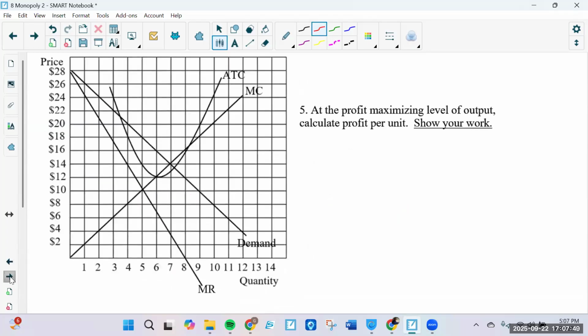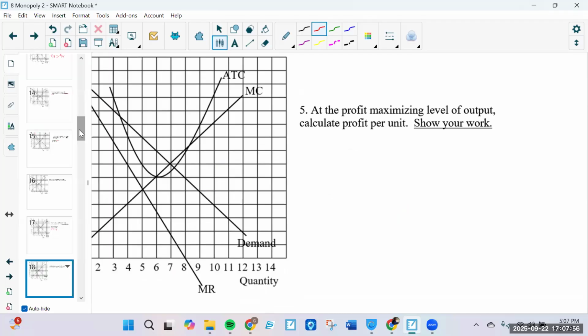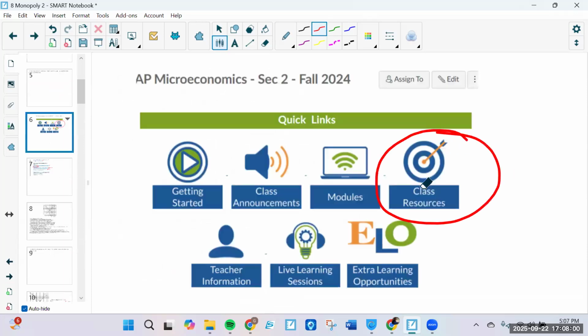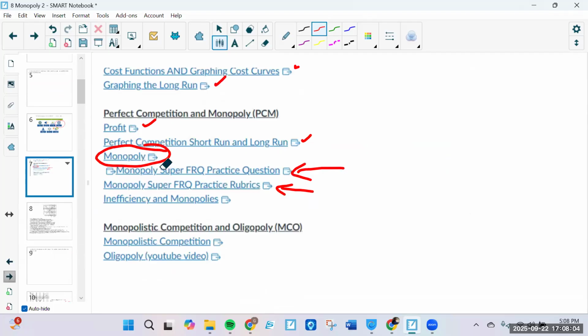Next, it says at the profit maximizing level of output. If you just joined us, I'm going over the Super FRQ. I want to make sure I hit this real quick for people that just jumped in. The Super FRQ is located in the class resources. Once you get there, it's right here, and this is the Super FRQ.